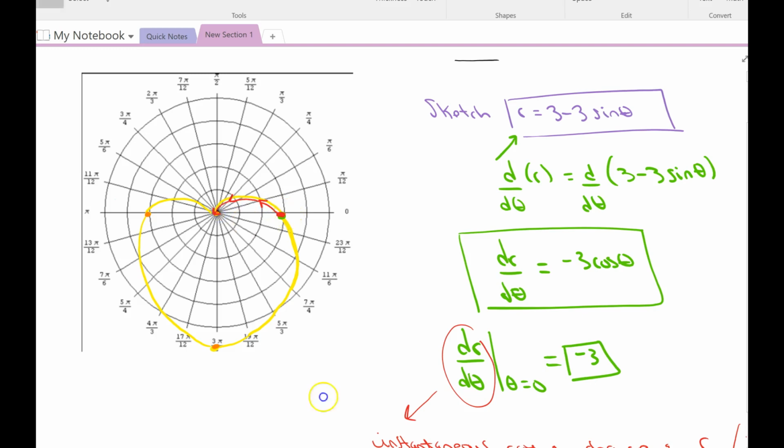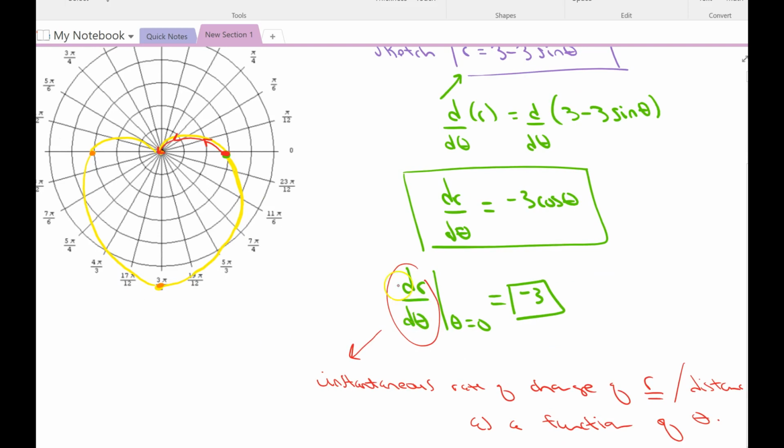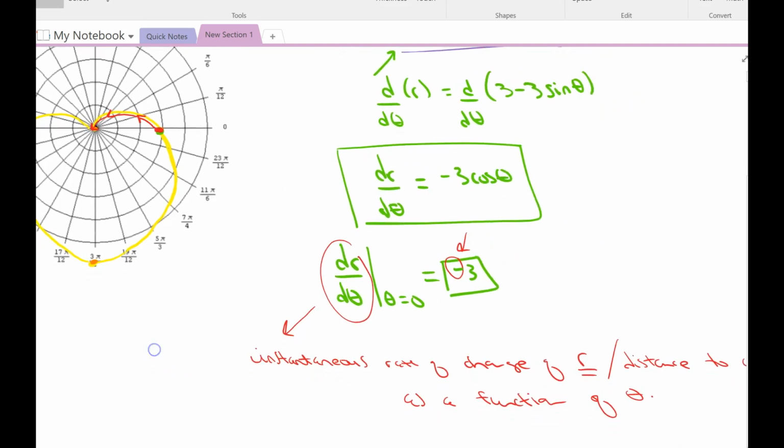At that moment in time, the curve is curving towards the origin, because this is negative, so r is decreasing, and r is, again, the distance between a point on this curve and the origin. The distance between a point on the curve and the origin is decreasing at the rate of 3 units per radian, right? Because the independent variable theta is in terms of radians. So that's what this means.